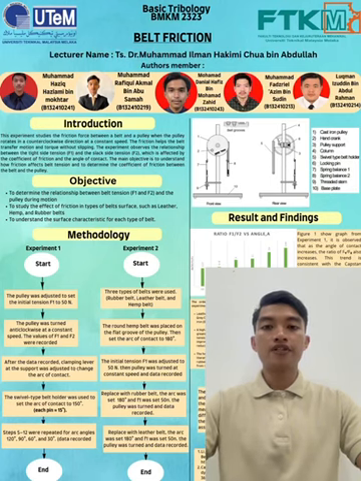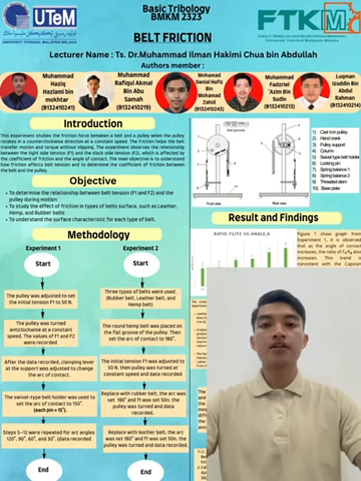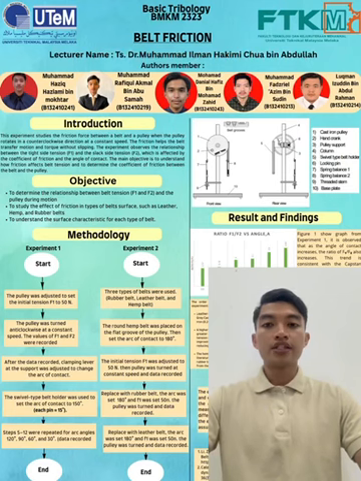For experiment 2, the objective was to investigate the effect of different belt materials. Three belts were tested, which are hemp belts, rubber belts and leather belts. For each belt, the angle of contact was fixed at 180 degrees and the initial tension was set to 50 Newton. The pulley was rotated at constant speed and the values of F1 and F2 were recorded. The same procedure was repeated for all three belt materials to compare their frictional performance.